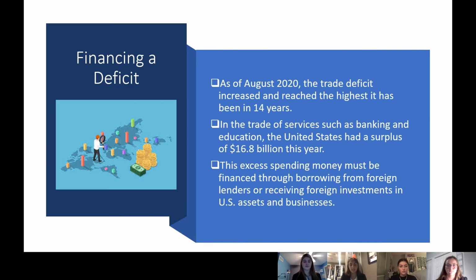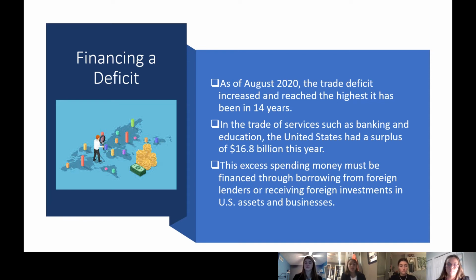As stated in the previous slide, in August, we reached the highest trade deficit in 14 years. Since we're spending all this money, it needs to come from somewhere because we don't have an unlimited budget. So this excess spending must be financed through borrowing from foreign lenders. This could also mean receiving foreign investments in US assets and businesses. Right now we're relying on other countries to help finance this excess spending, which could be negative just because we're accumulating more debt than we need.